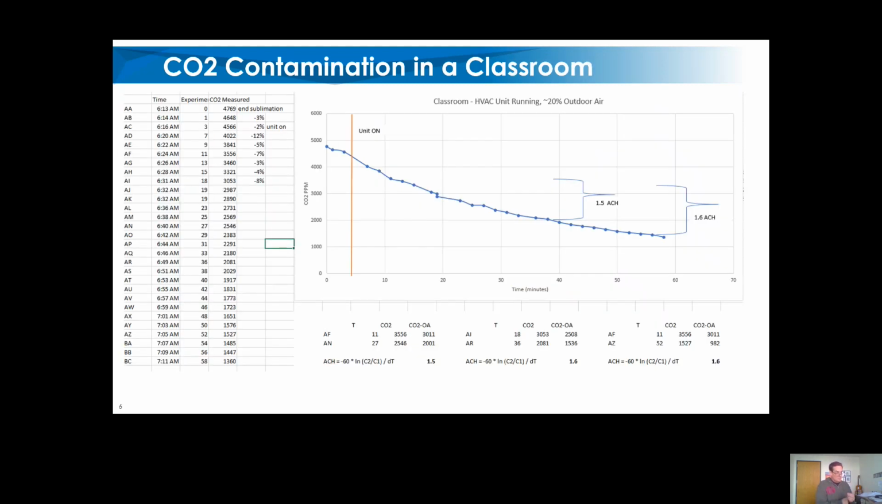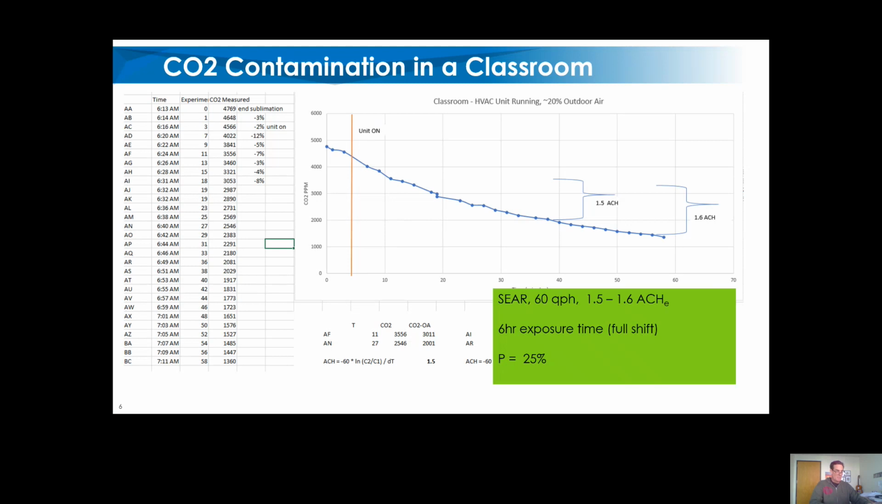This is a classroom at a local school by my house. I did some pro bono work for this local school this year. And in this case, the HVAC unit was running, providing ventilation. The contaminant was CO2 from sublimated dry ice. The measured contaminant removal was 1.5 air changes. So a teacher could go in here and really work a full shift, a 6-hour exposure time, and the standard environmental aerosol risk would be about 25%.